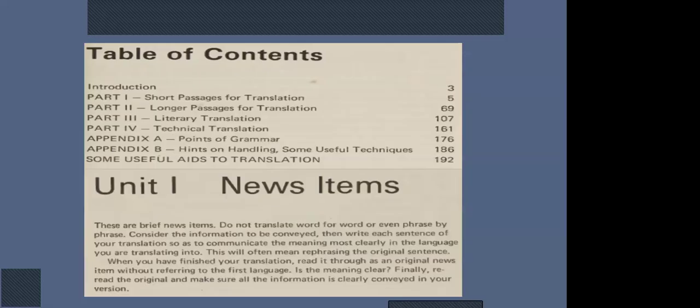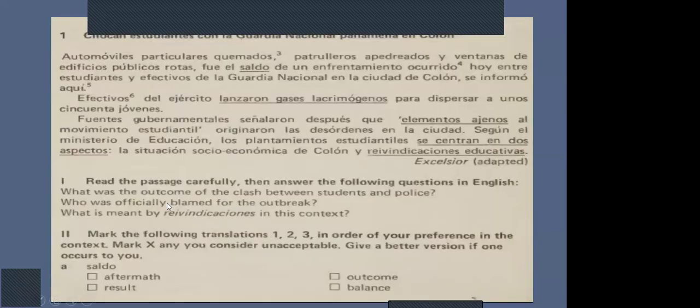When you have finished your translation, read it through as an original news item without referring to the first language. Is the meaning clear? Finally, reread the original. Make sure all the information is clearly conveyed in your version. So this is some general advice on how to proceed with this material. This is the very first short piece of news that we have to translate and work on.